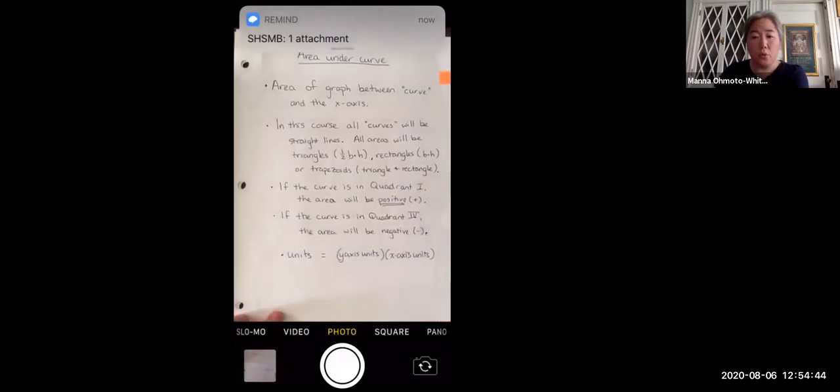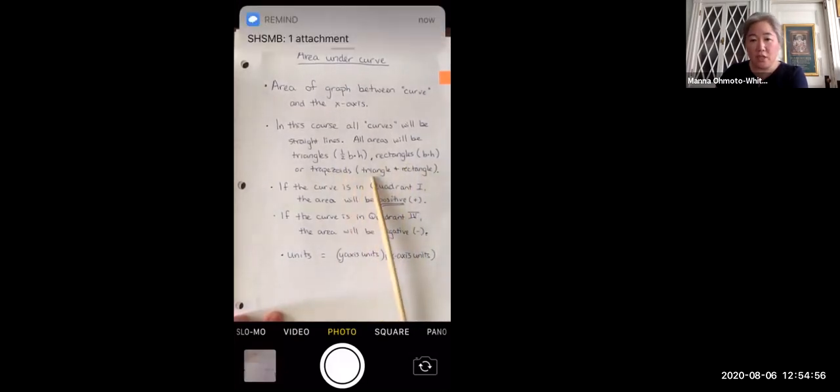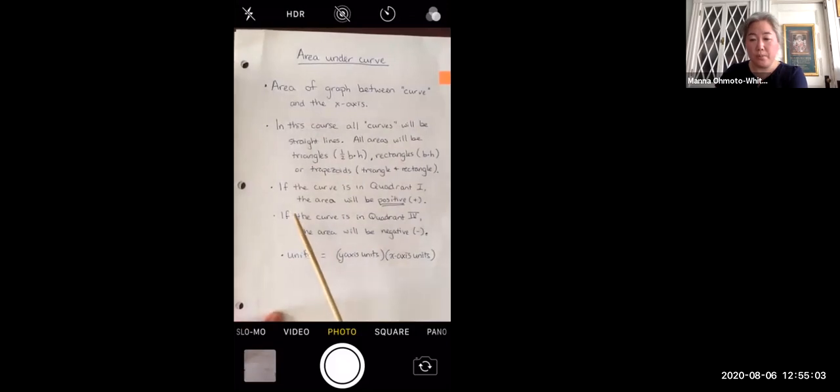And so you'll be looking at areas that are either triangles, and therefore have the formula 1/2 base times height, or rectangles, which is base times height. They might be trapezoids, which is just a combination of a triangle and a rectangle, but either way, these are going to be the areas that you will use.